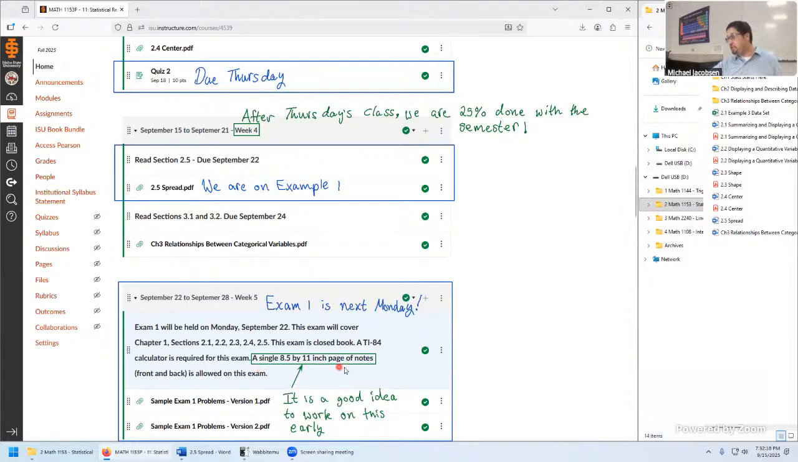I'm not going to collect your page of notes. So at the end of the exam, you'll just take it with you, probably put it in a drawer and pull it out again once the final exam comes around. You might want to look over that same information again when you're studying for the final. So that's how the exam will go.